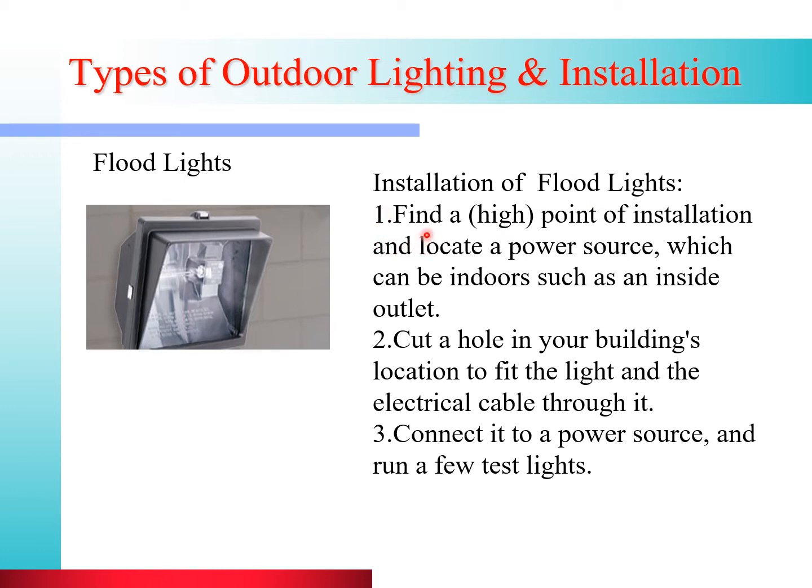First, find a high point of installation and locate a power source, which can be indoor, such as an inside outlet. Second, cut a hole in your building's location to feed the light and electric cable through it. Third, connect it to the power source and run a few test lights.